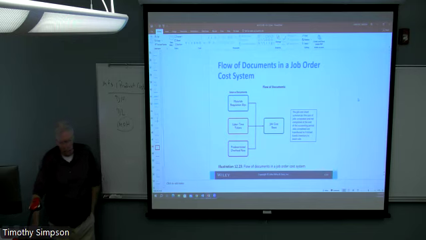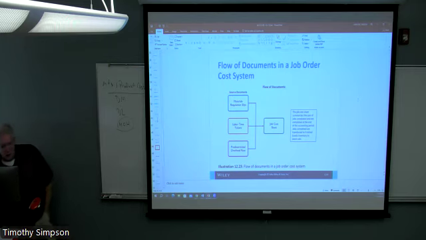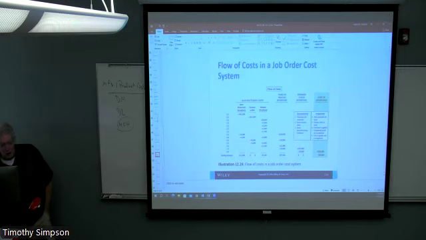So that's all that's going on there. They make their way to a job cost sheet, which is simply an accumulation of costs for the particular job in question, because we are identifying these by individual job. And I did want to look at this.